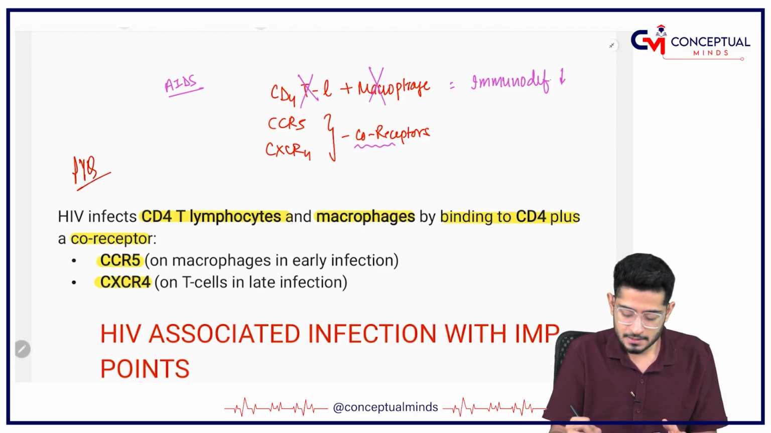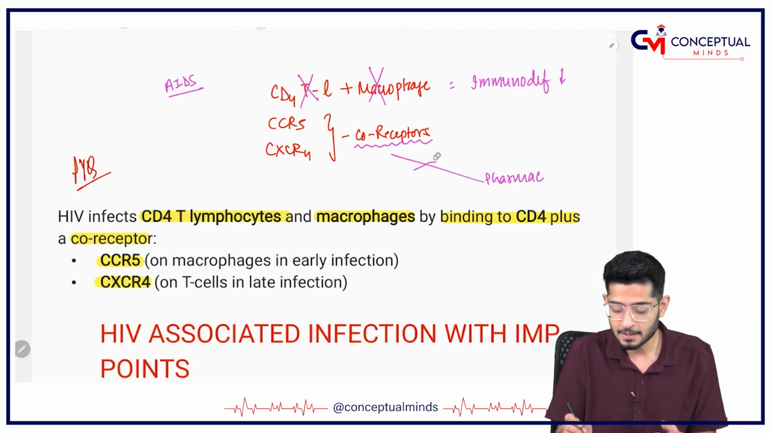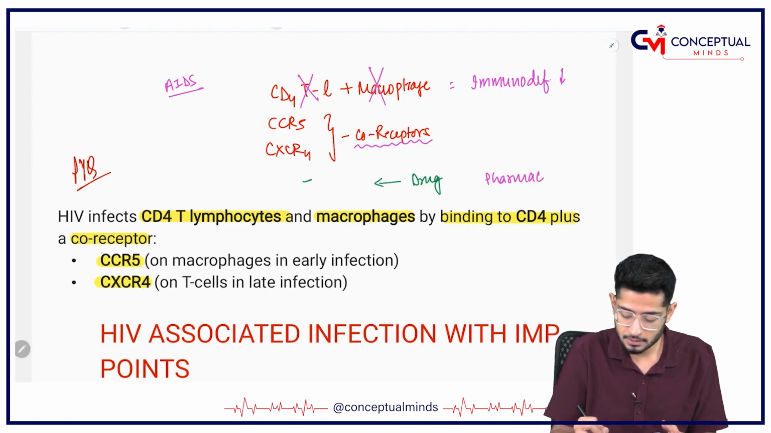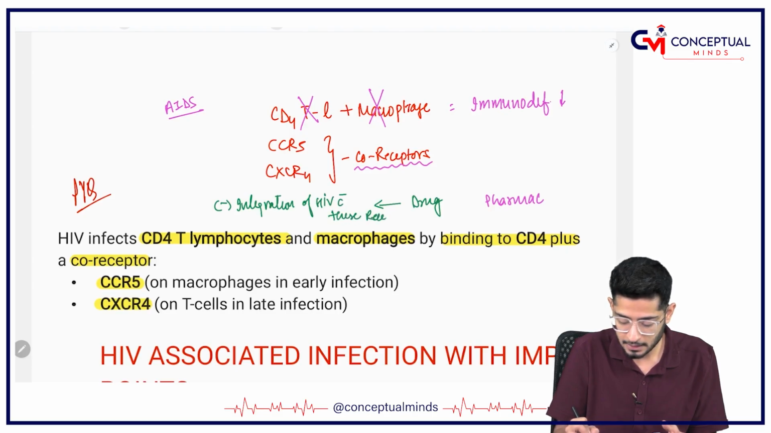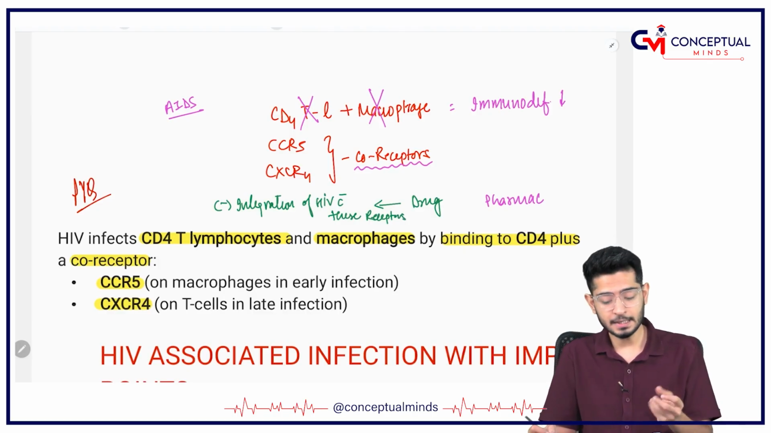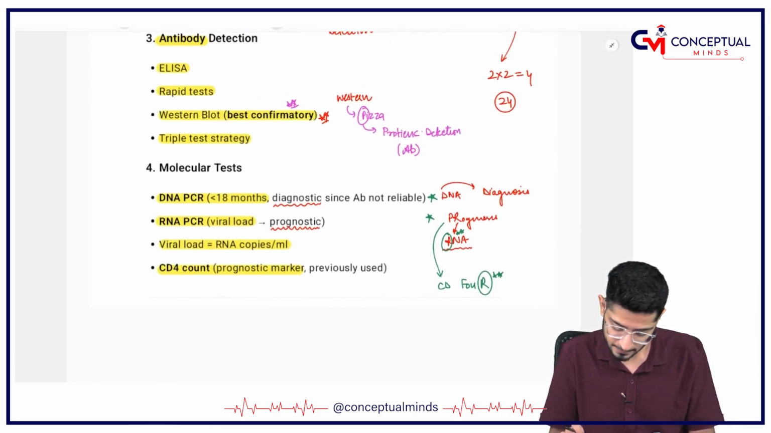Why are these co-receptors important? Because the pharmacology people say that you should give drugs against these co-receptors. So, what do these drugs do? They inhibit the integration of HIV with these receptors. Okay, you got it? Great. Now, I think everything has been discussed.